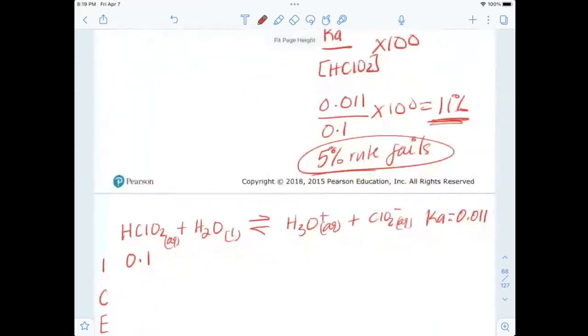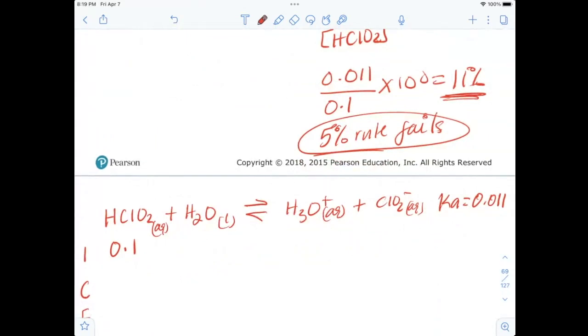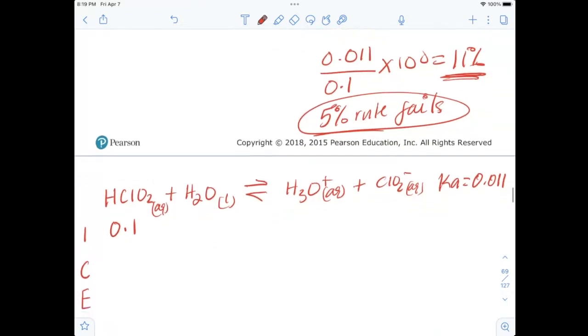0.011. Man, I barely fit that in there. Okay, let me zoom in. Now I feel a lot better. I can do that. Okay, 0.011. So let me work this out. We're starting in the beginning.